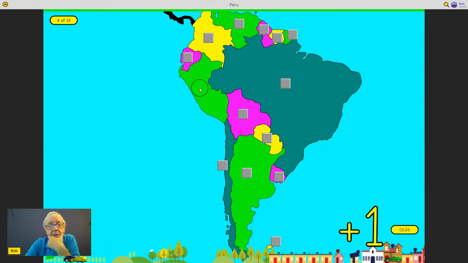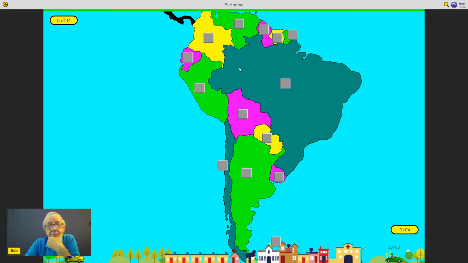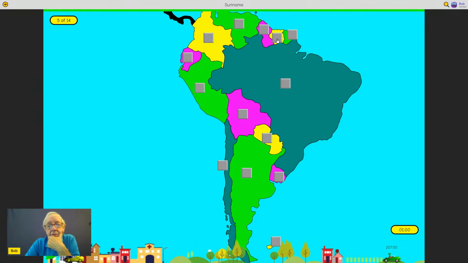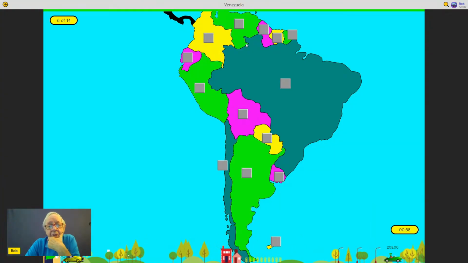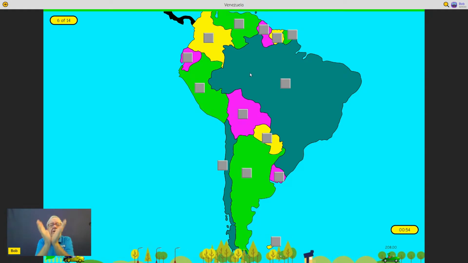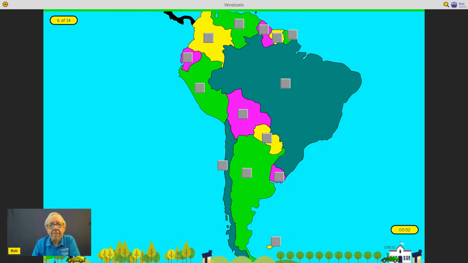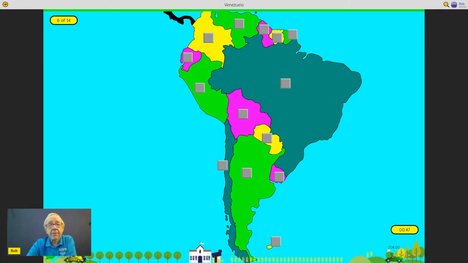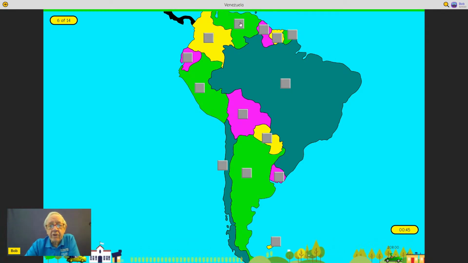Peru, okay. Suriname. This is French Guiana. Okay, this is Suriname. You have time to think. That's for Venezuela. And you have time to think that Venezuela's kind of shaped like the letter V. V as in Venezuela. Wider at the top, thinner at the bottom. You'll never get that wrong.